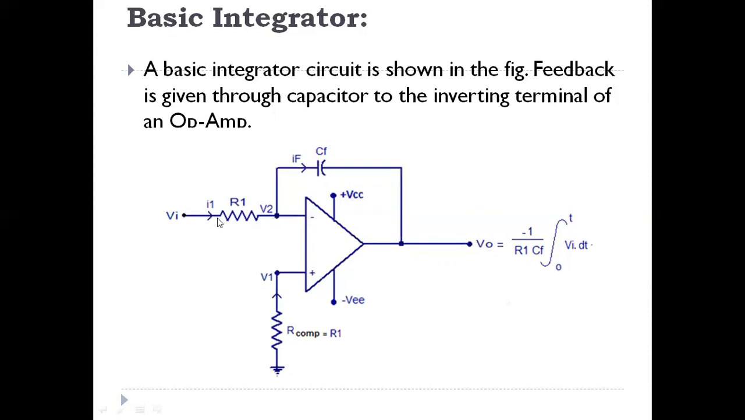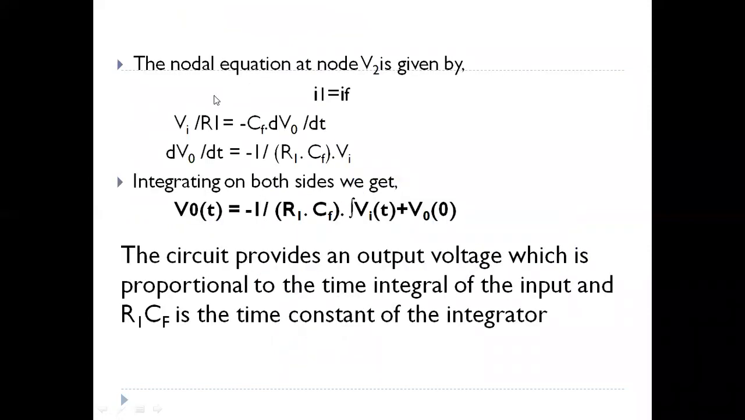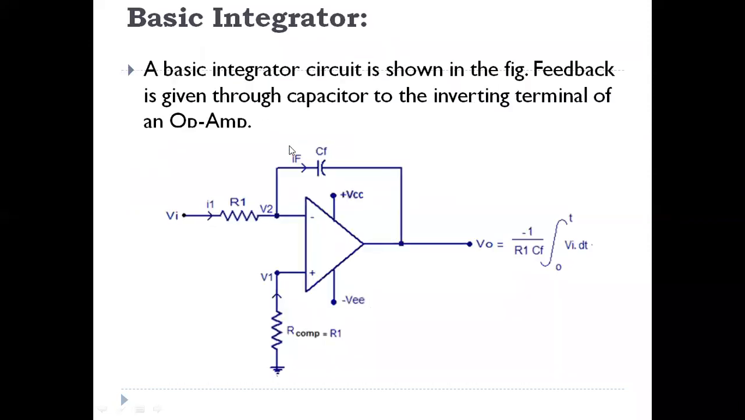So what is I1? I1 is the difference voltage divided by the resistance R1, that is Vi minus V2 by R1. Since V2 is 0, I1 is Vi by R1. So I1 equals Vi by R1 equals IF, and IF is equal to CF into d(V2 minus V0) by dt.